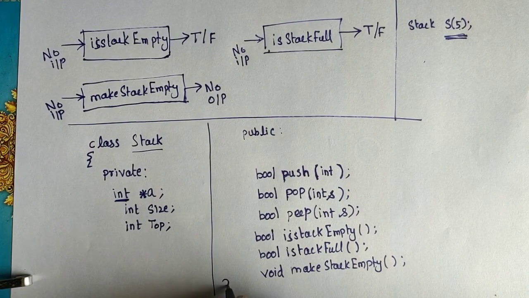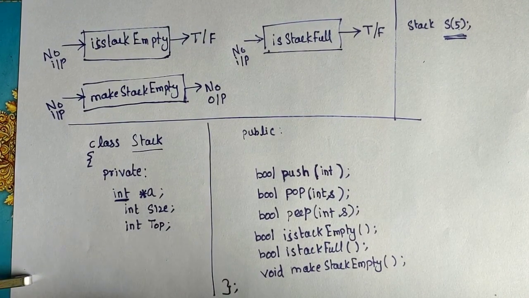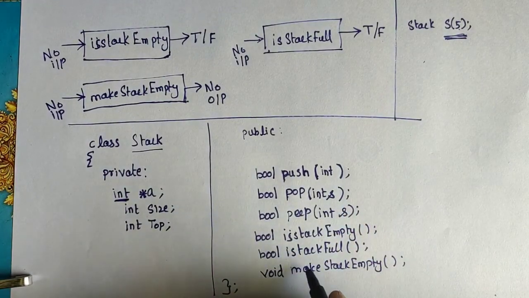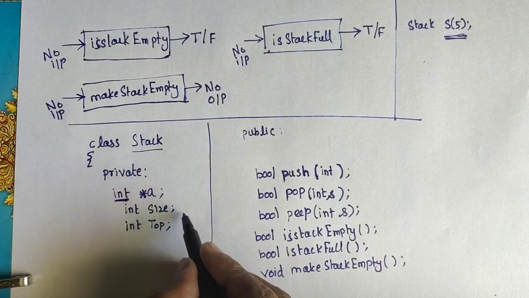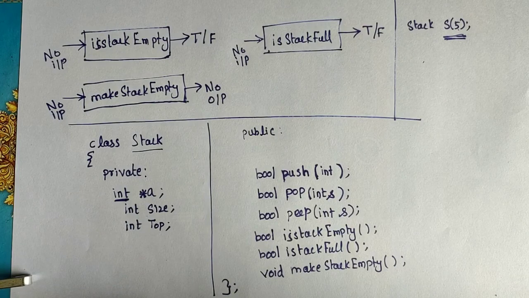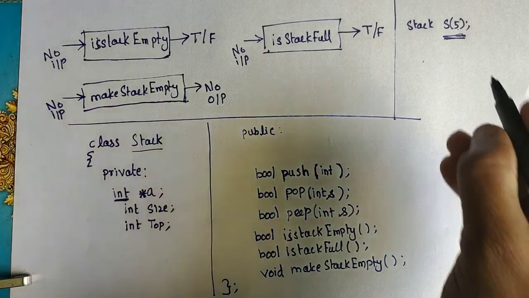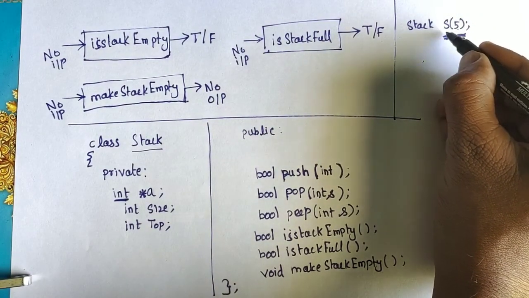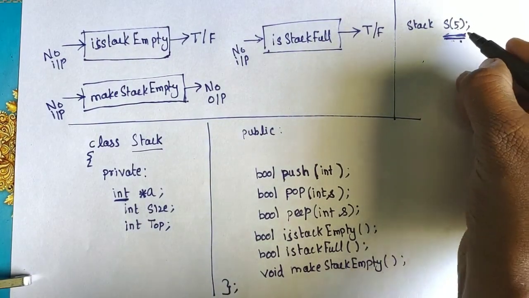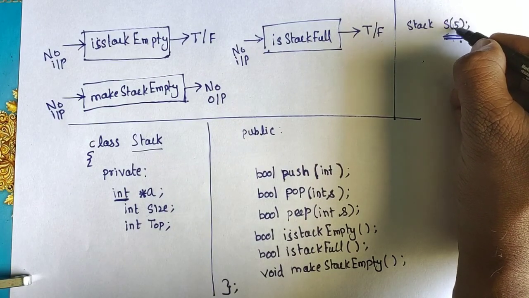Now you complete that stack class. These are the functions to be added to the stack, and these are the storage to be added to the class. In addition to that, you need to add a constructor, because during the construction of the object we must pass a size.